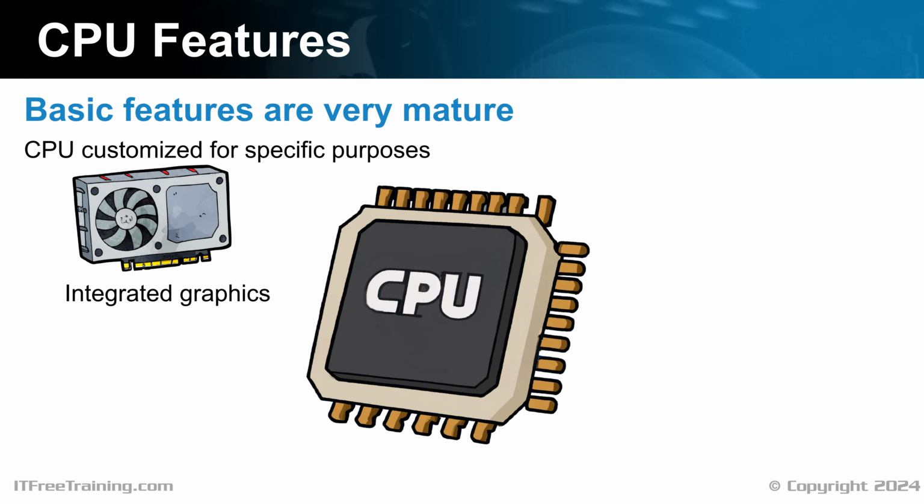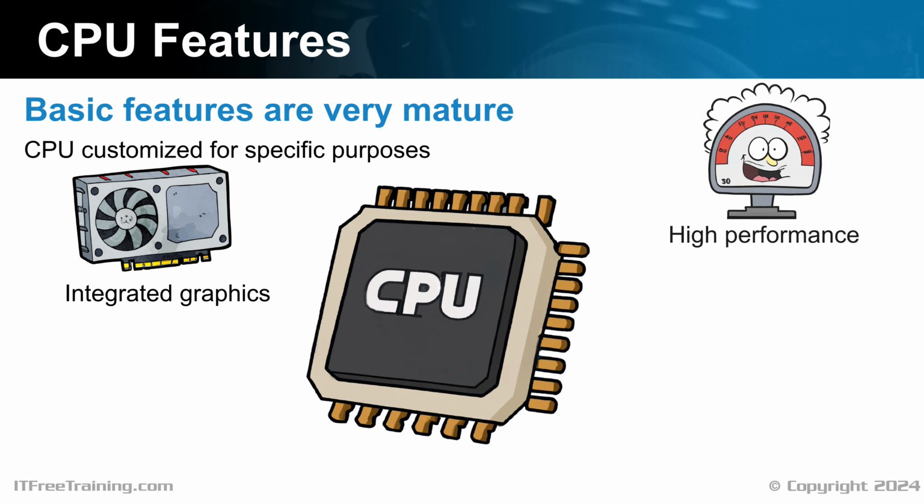One of the features is integrated graphics. Integrated graphics means that you don't require a video card to be installed on the computer. Instead, there's an integrated video card inside the CPU. The integrated video card offers pretty good 2D performance and basic 3D performance. This is not bad for a basic computer, but if you want good performance, you're going to have to install a dedicated video card.